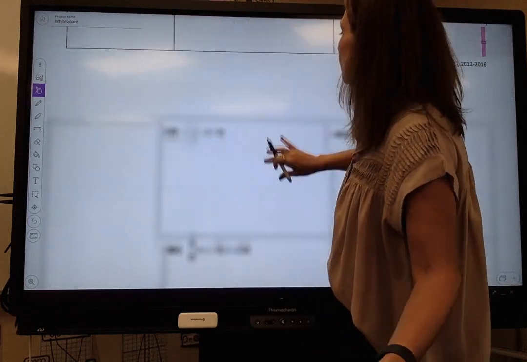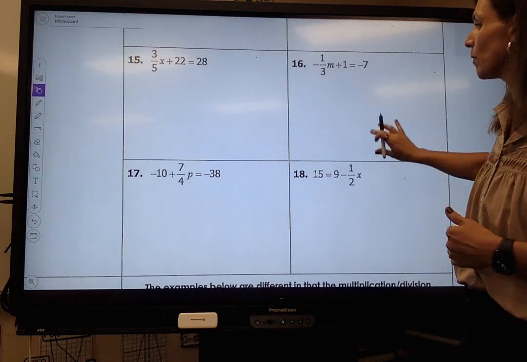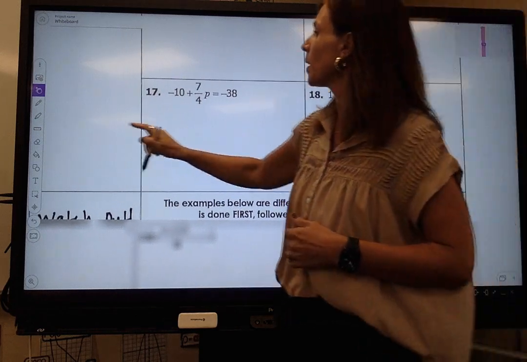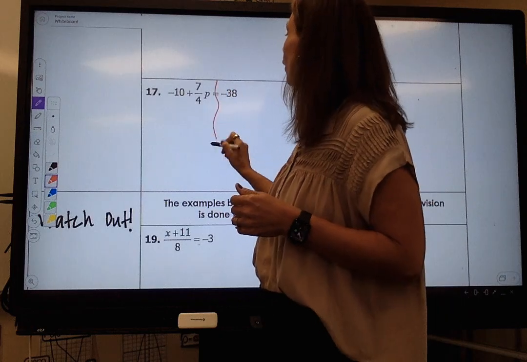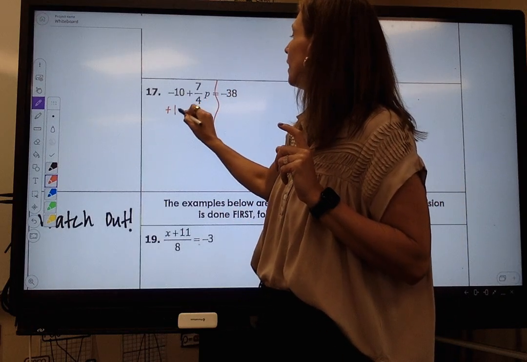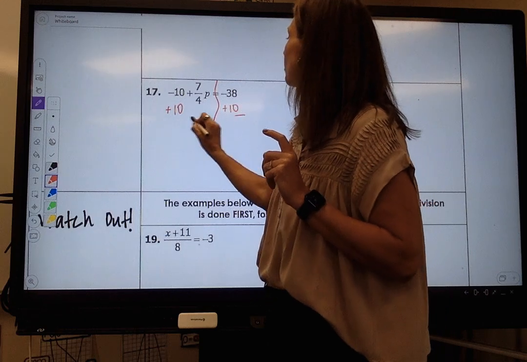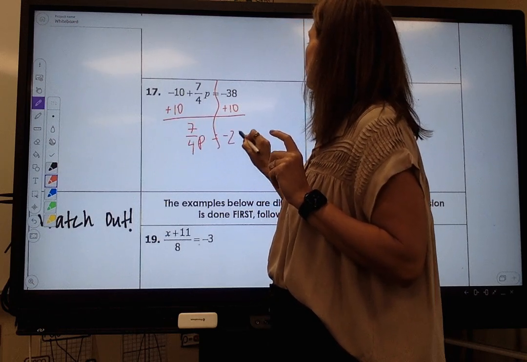All right, so let's do a couple more. Let's go down here to where we get the fractions, because I know you guys have done this, so this is just kind of review for you. Let's look at 17 and 18. So again, I want to get rid of my constant term. The target here is p, right? I want to get p by itself, so I'm going to get rid of this negative 10. Additive inverse, add 10 on both sides. I get 7/4 p equals a negative 28.